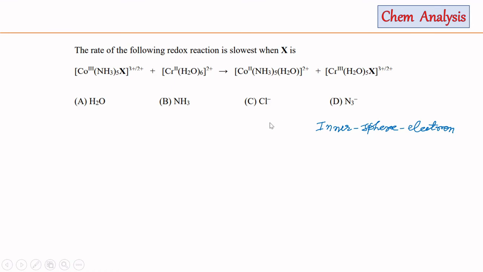In the inner sphere electron transfer mechanism, we can see that the ligand bridges two coordination complexes, and in the end there will be transfer of the ligand from one coordination complex to another, or in some cases there will not be ligand transfer. If there is a transfer of ligand, we can surely say that the electron transfer is inner sphere electron transfer.